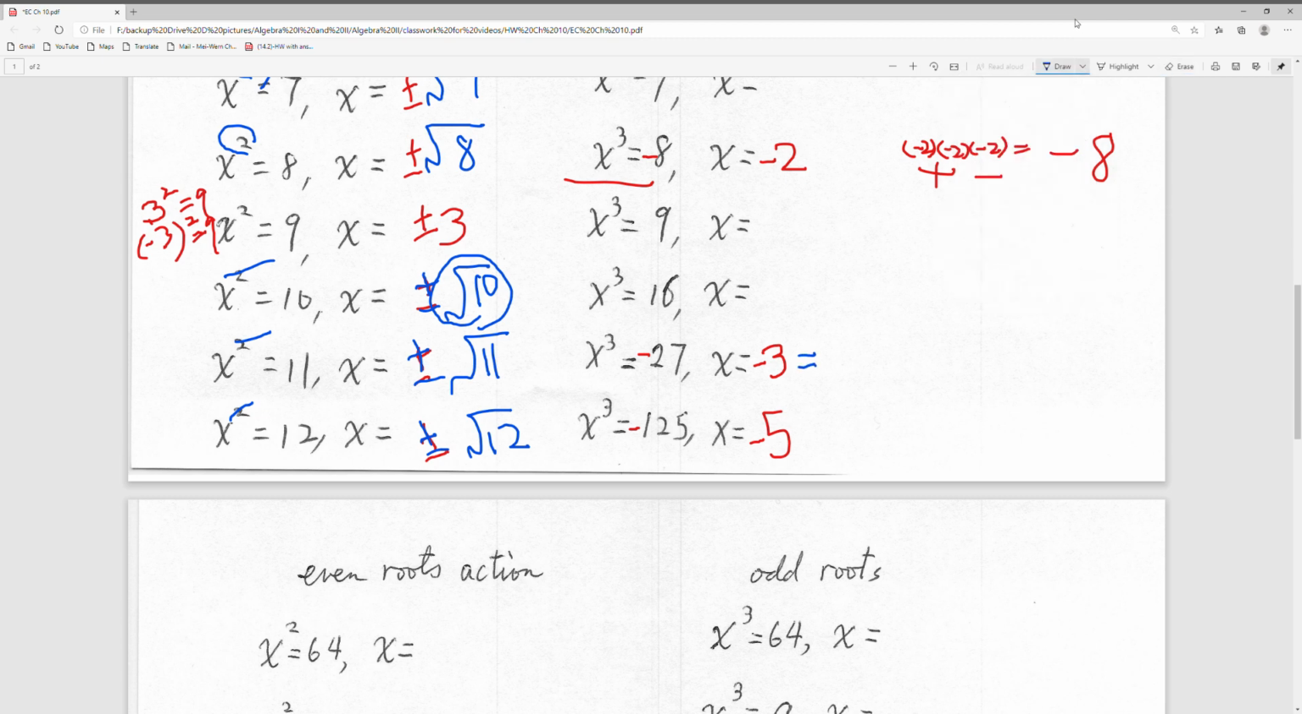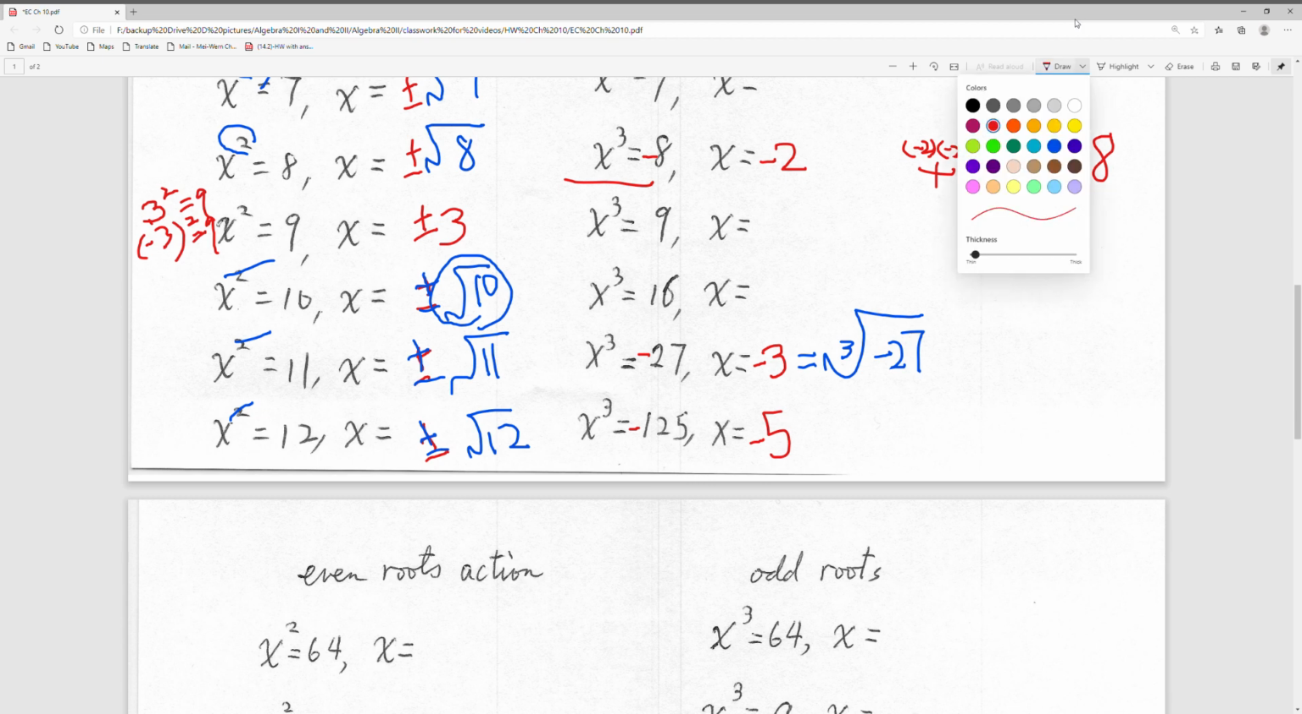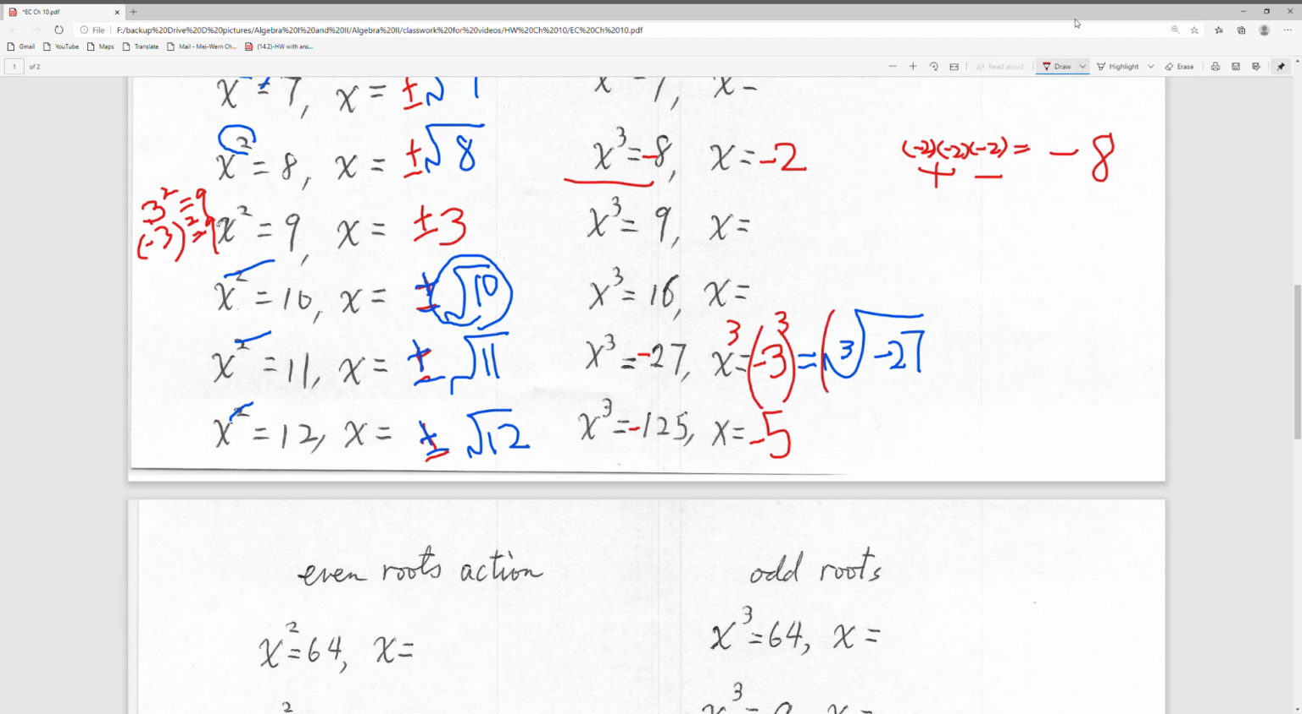So basically, you can say this is the cube root of negative 27. And the cube root of negative 27, x is negative 3. And if I try to make a square, same thing, cancel out, answer is negative 27. Okay.